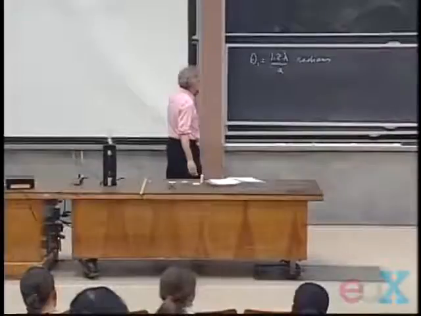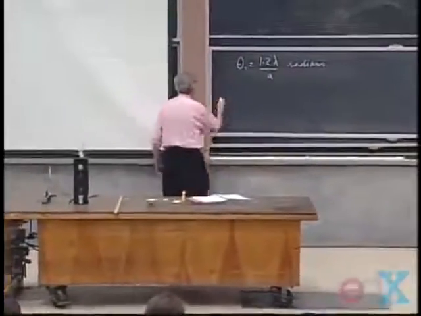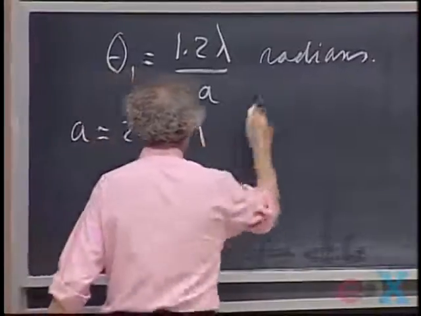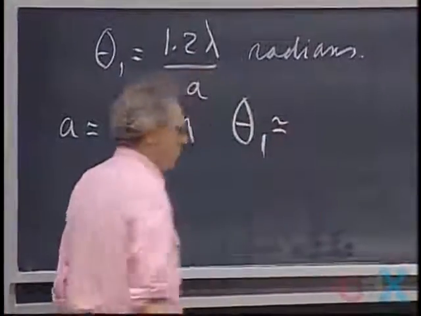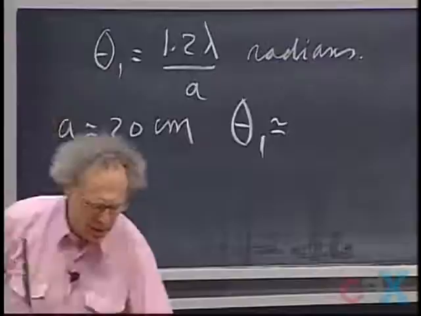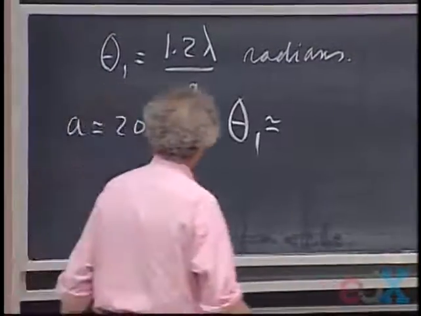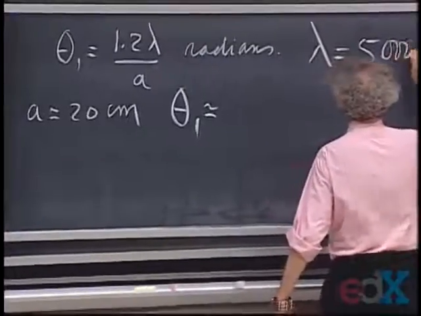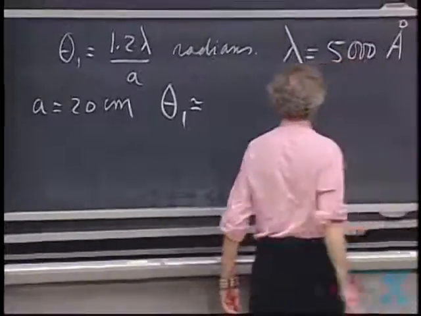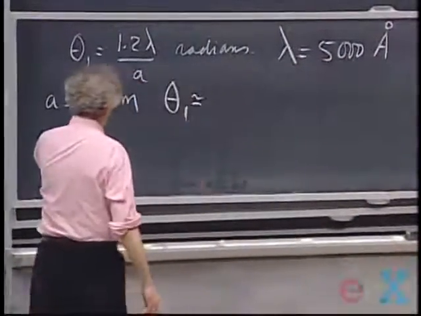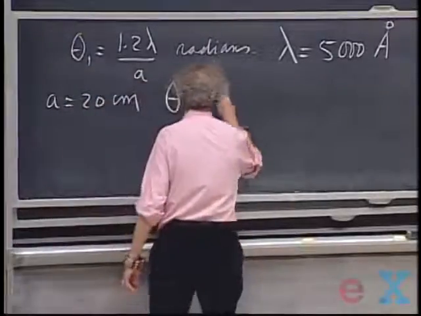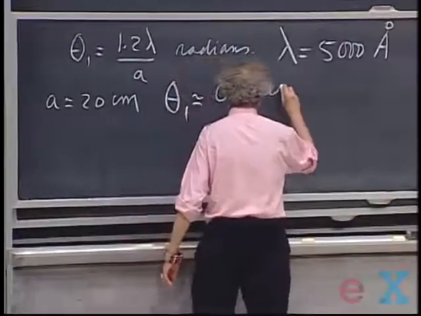If you take a lens with a diameter A of about 20 centimeters, then that translates into a theta 1 of about half an arc second for 5,000 angstroms. So I take lambda as 5,000 angstroms. Remember, an angstrom is 10 to the minus 10 meters. So theta 1 then becomes half an arc second, 0.5 arc second.